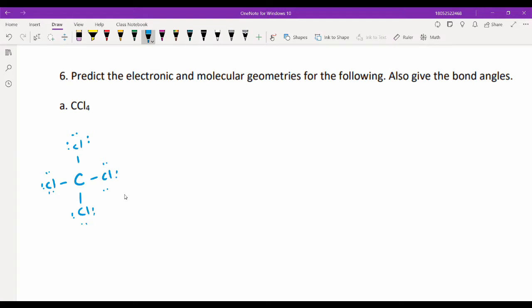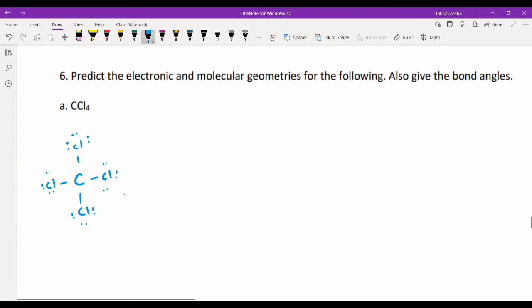When we do these, we're only looking at the central atom. So we're going to disregard all the lone pairs around the chlorines. We would want to make sure that they're there just so that we know we drew the correct structure with the number of bonds and octets and all that. But we're basically focusing on the carbon.